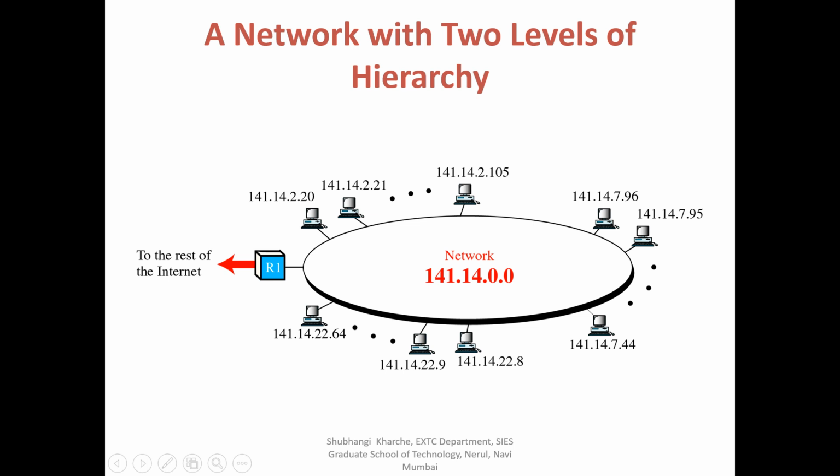Now this diagram shows a network with 2 levels of hierarchy. In the internet, the IP addresses have a 2-level hierarchy, the network and the hosts. The network will have a separate IP address, and the hosts belonging to that network will have unique IP addresses belonging to that network. So here the network has the IP address 141.14.0.0 belonging to class B, and the machines connected to this network will have the same network ID 141.14, but the host ID is differing: 2.105, 2.21, 7.96 and so on.